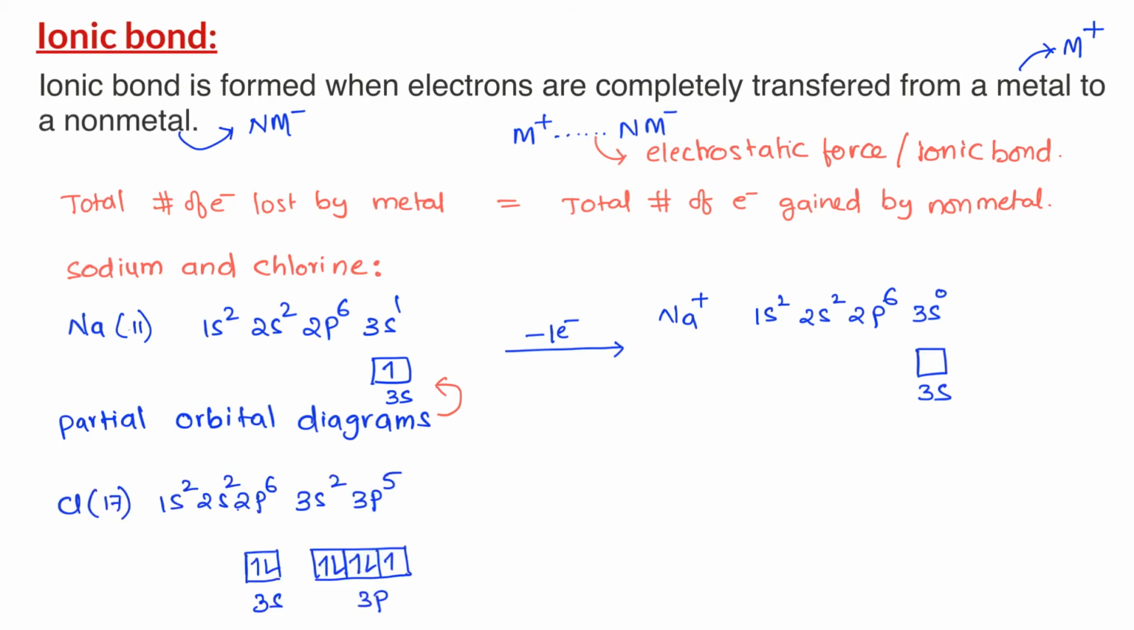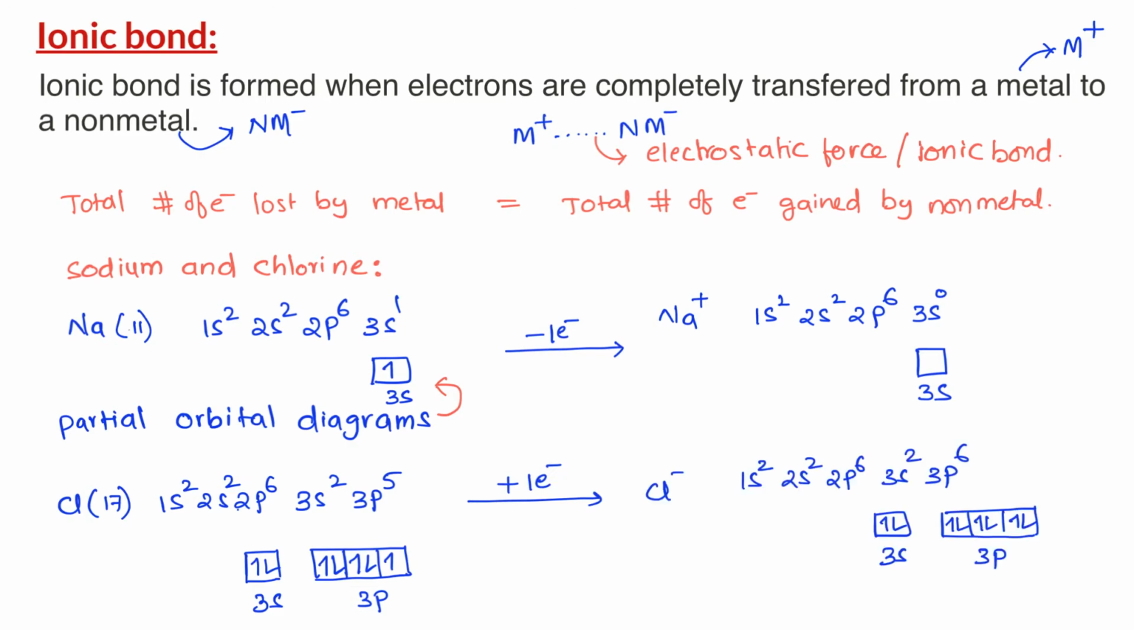For chlorine, the atomic number is 17 and the electronic configuration is 1s2, 2s2, 2p6, 3s2 and 3p5. The nearest noble gas to chlorine in the periodic table is argon, which has 18 electrons and octet configuration in its valence shell. Therefore, chlorine, which has 17 electrons, gains 1 electron to form a mono-negative anion.